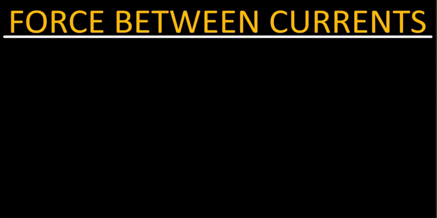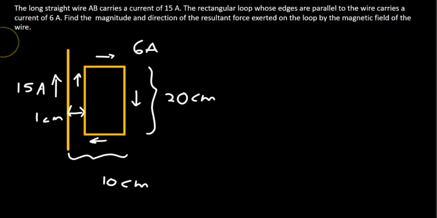In today's video, we shall look at a problem that will show you how to calculate magnetic force between two currents. Let's look at the following problem. A long straight wire AB, so you can take this to be A, B. This wire here is very long. It carries a current of 15 ampere in that direction.